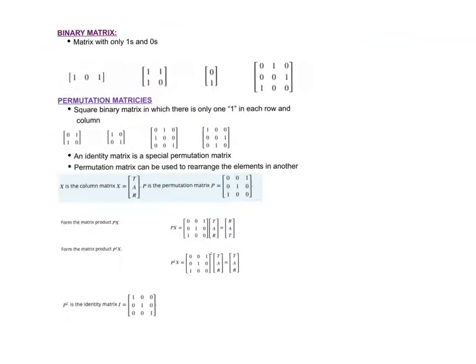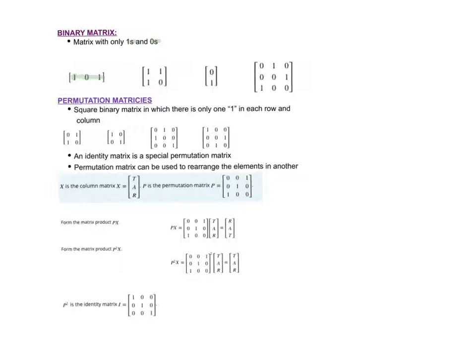All right, now we're also going to look at binary matrices today. So binary matrices have only 1s and 0s. So can you see here, we've only got 1s and 0s. All right, so a binary matrix has 1s and 0s.